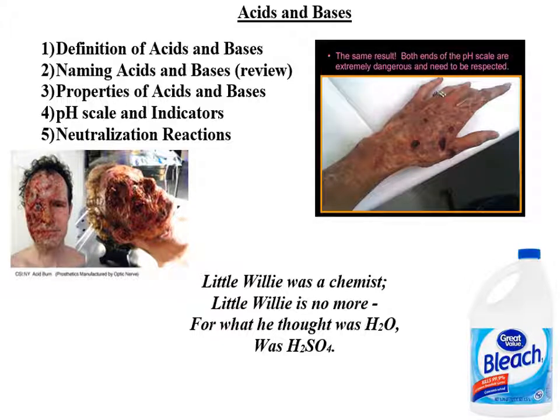In this video, we're going to focus on neutralization reactions. In the previous video, we saw topics 1 to 4, definition of acids and bases. We did a brief review of naming acids and bases, but you should do most of it independently. We saw the properties of acids and bases in a table to compare them side by side, their differences and their similarities. And we also saw the pH scale and indicators. So now what we're going to focus on are the reactions that happen between acids and bases, called neutralization reactions.